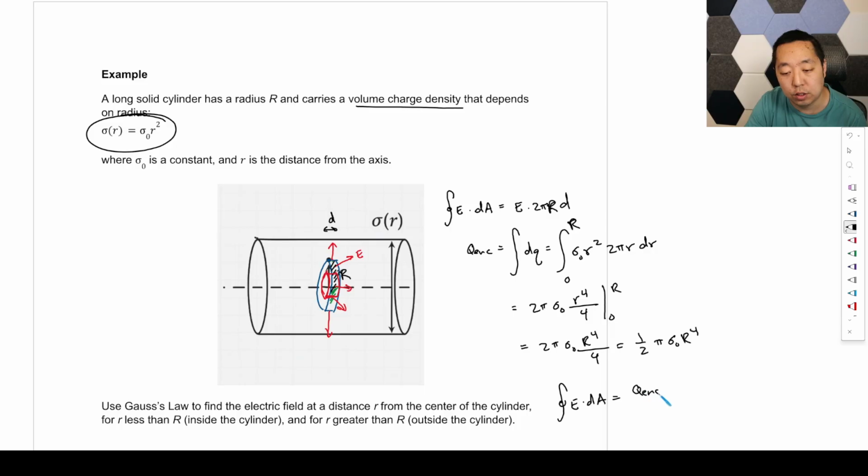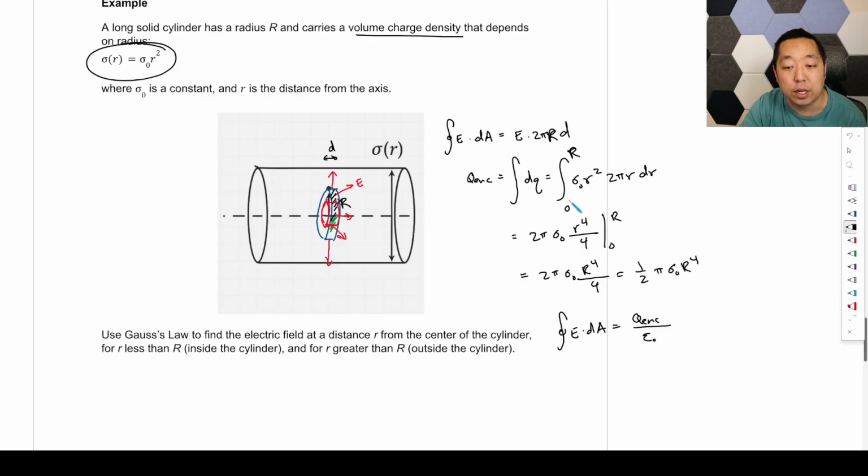Equals charge enclosed over epsilon naught. Oh, sorry, 2 pi r. Oh, we didn't do the volume. Sorry, let me think. It's 2 pi r, I didn't do the height. I forgot the d here, right? So this is the width, length, and then thickness. Yeah, so I forgot a d there. So there should be a d in there as well.